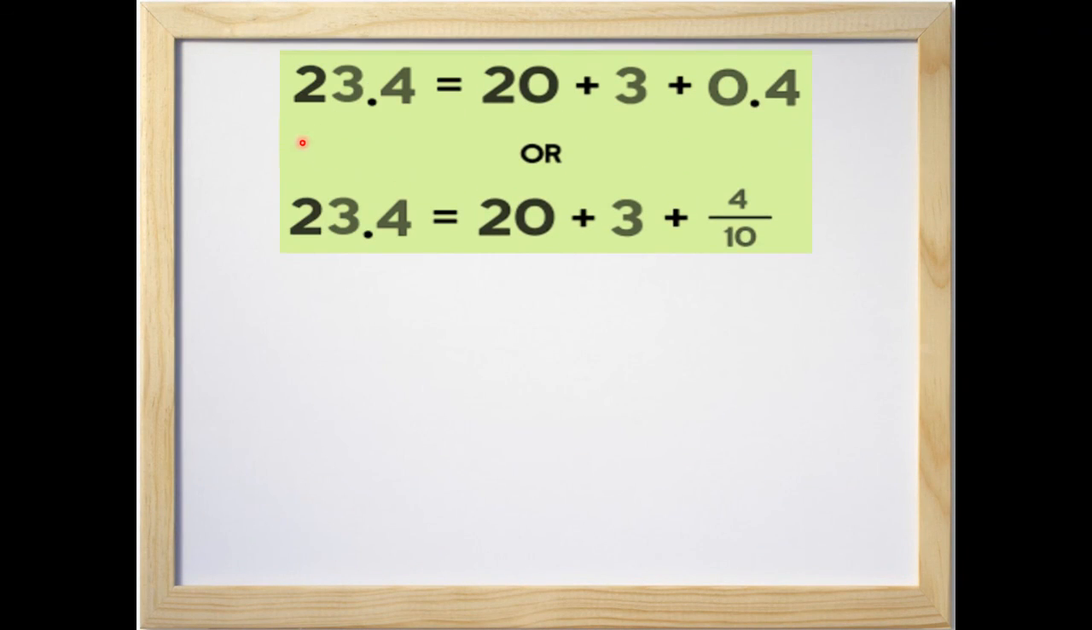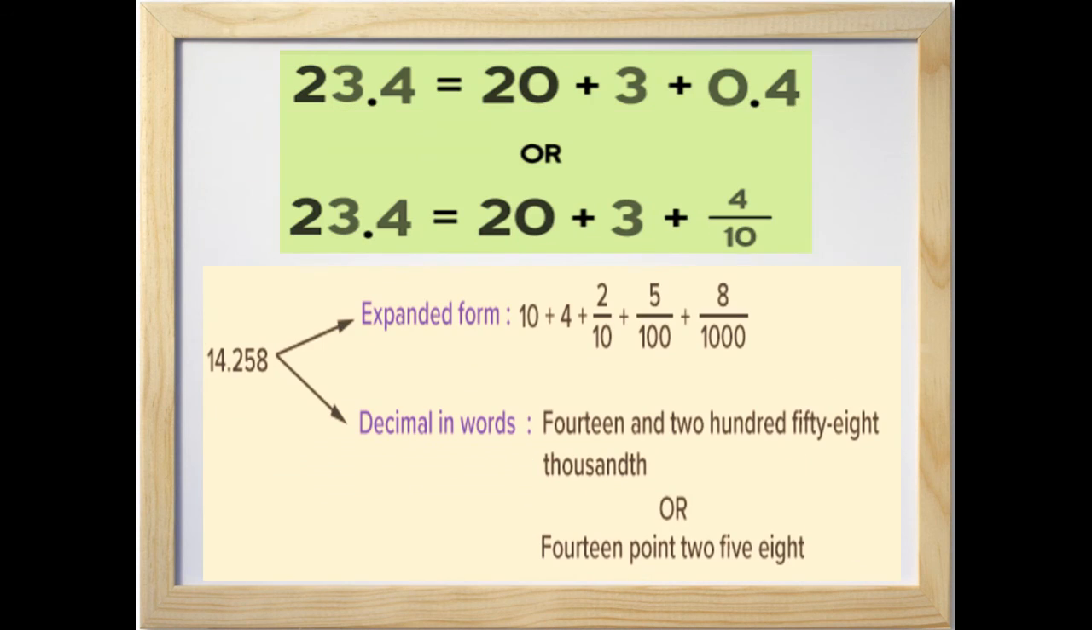Some more examples for expanded form. The expanded form of 23.4 can be written as 20 plus 3 plus 0.4, or it can be written as 20 plus 3 plus 4 by 10. Another example for expanded form is 14.258. The expanded form is written as 10 plus 4 plus 2 by 10 plus 5 by 100 plus 8 by 1000. Understood, children? Is it clear?